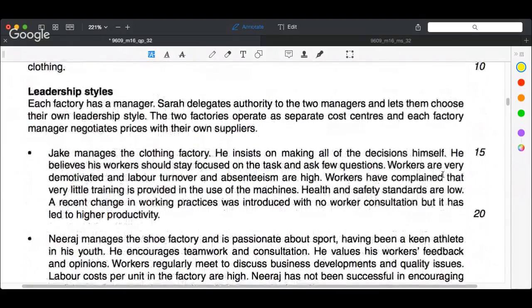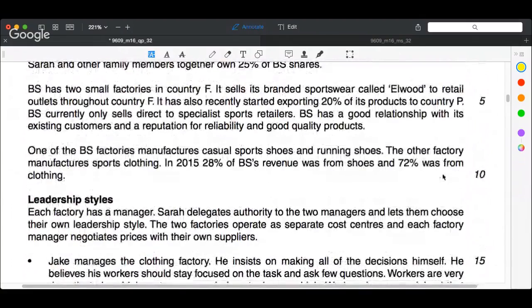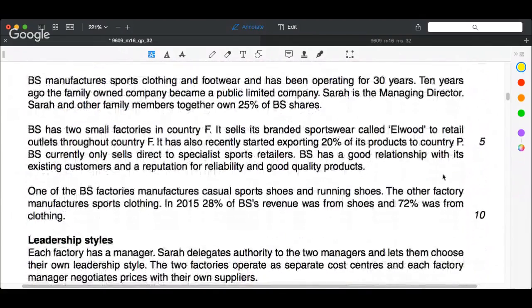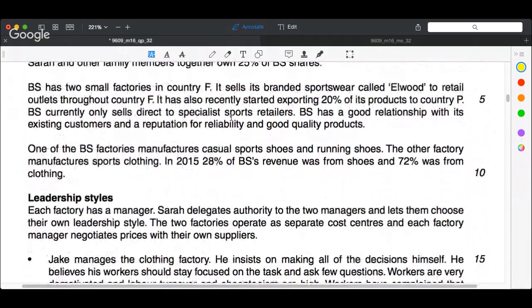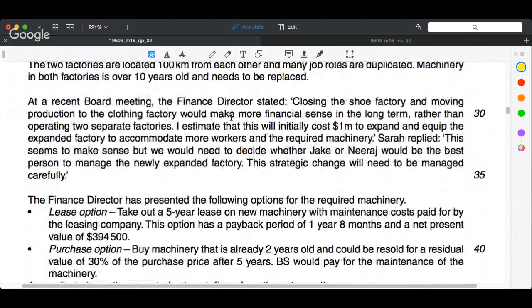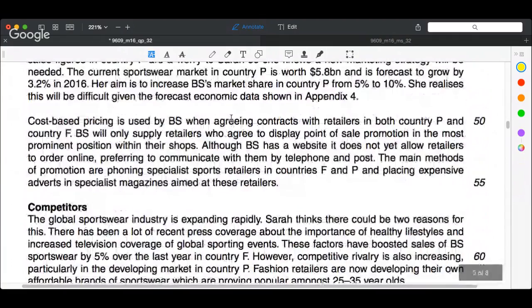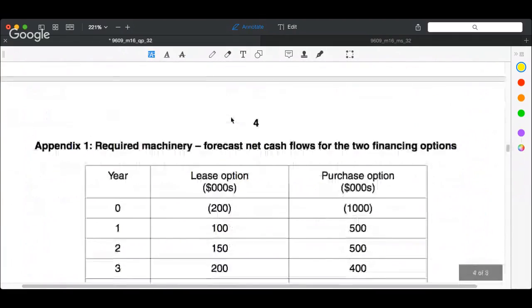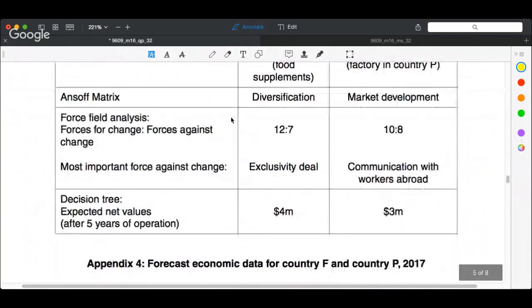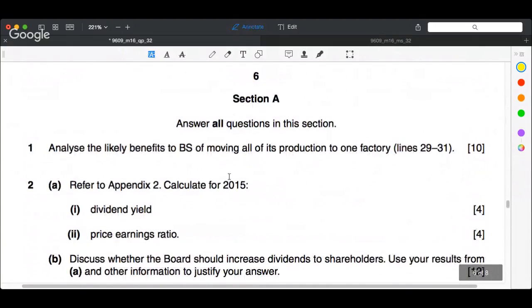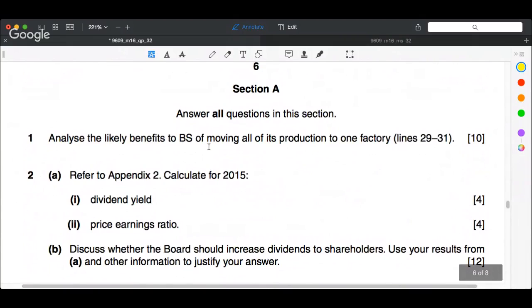So in a paper like this, what do you think is the best way to approach it? Go through it line by line, or look at the question first and then come back? My experience of doing this type of paper, certainly for other subjects, is that you're best off knowing what the questions are before you start looking at the text, because then your brain is primed for it. I don't know whether that would work for this, but when doing this type of practice I'd look at the questions and say, okay, I know there's a lot of data there, but in general: analyze the likely benefits to BS of moving all of its production.